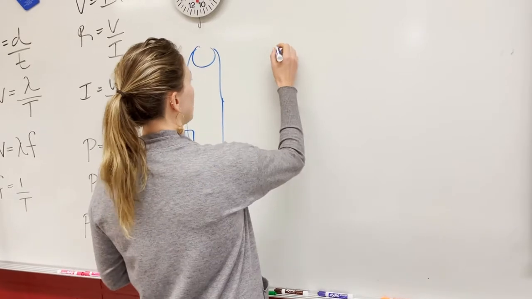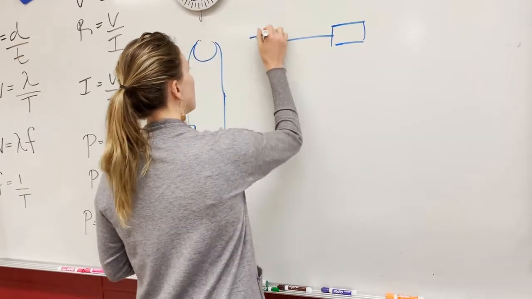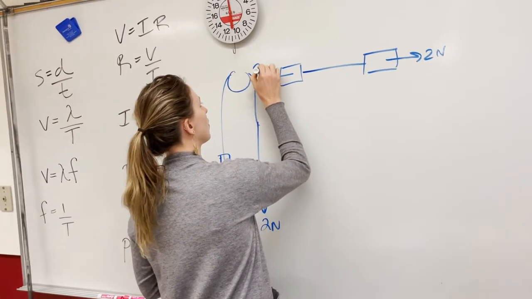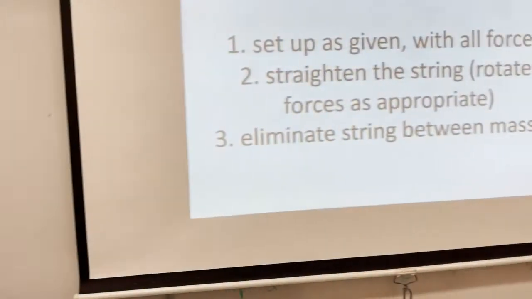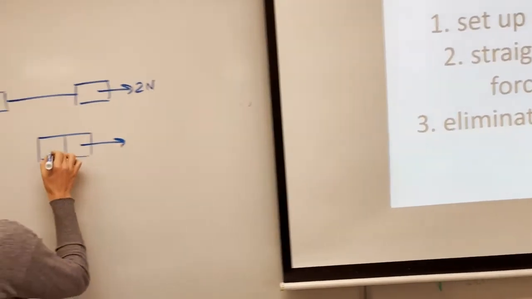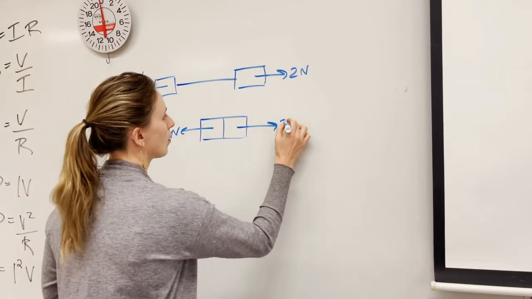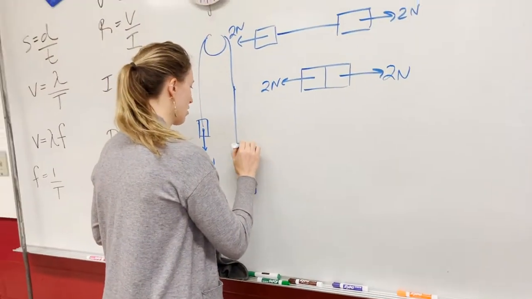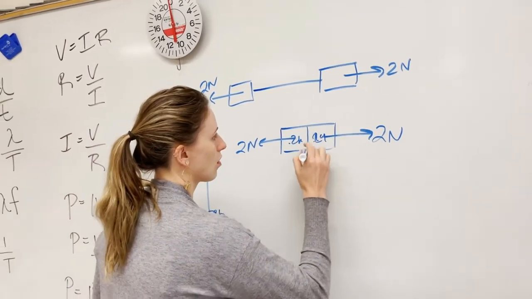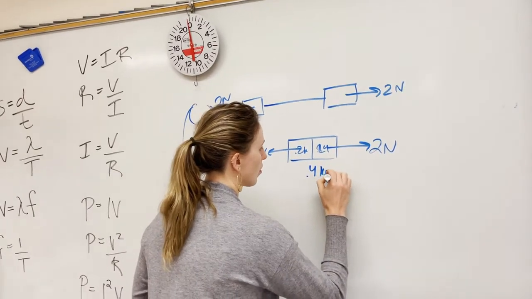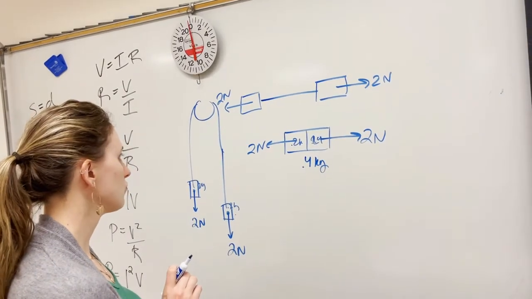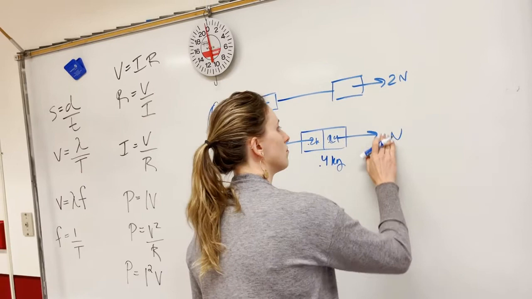So now we straighten out the string. And we still have 2 newtons this way, 2 newtons that way. Those are the same length. And then eliminate the string. And by the way, each one of those is 0.2 kilograms. So 0.2 plus 0.2 is going to be 0.4 kilograms total. And so now we've got equilibrium, but what if one is pulling stronger than the other? Then you could use that to analyze a situation.